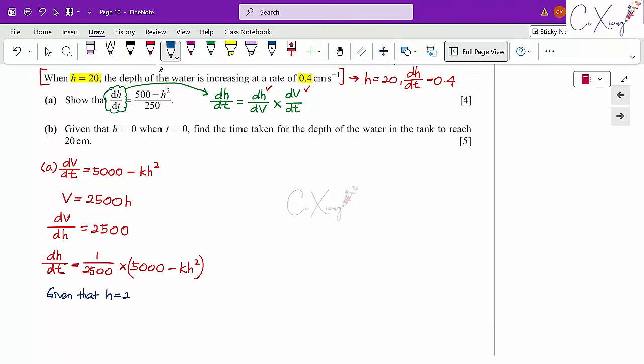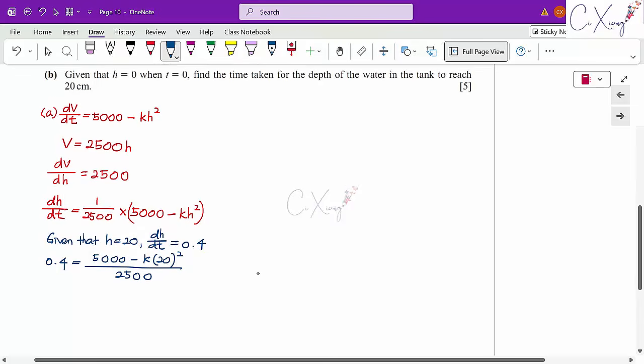All right, so given that h is equal to 20, I want to substitute this value into my equation here. dh/dt is 0.4 equals to 5000 minus k, then h is 20, right? So you're having h squared, means 20 squared, divided by 2500. Okay, so if you try to simplify your equation, you'll get actually the k equals to 10.